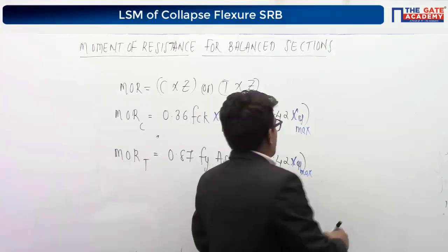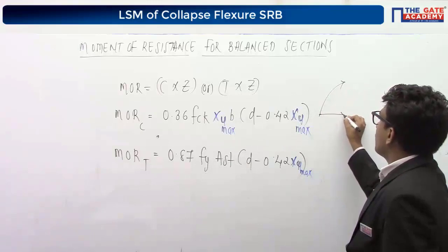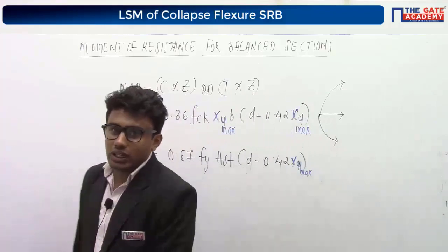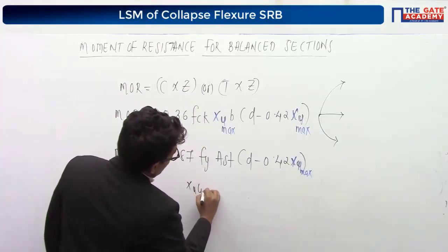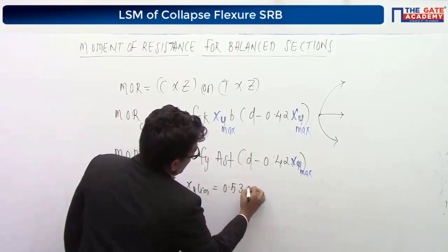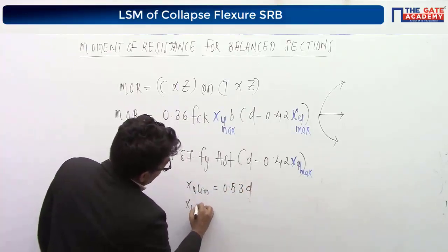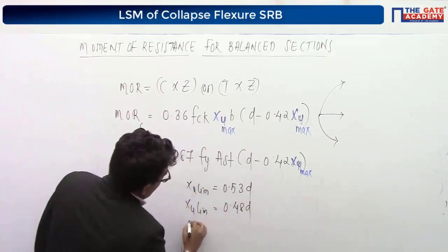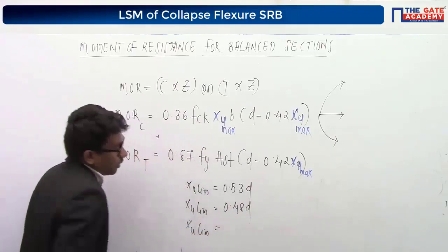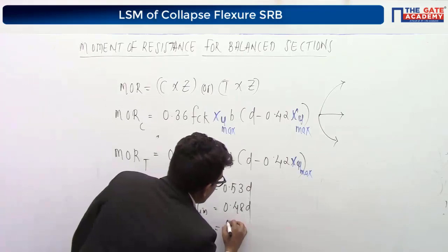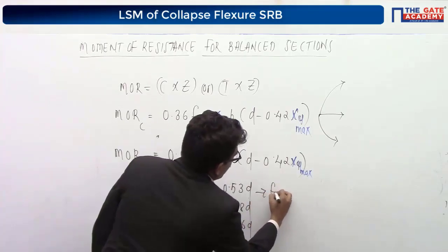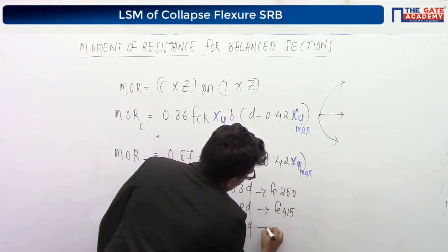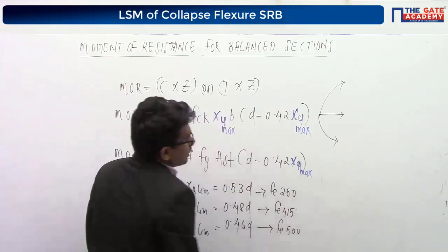If you put the values of XU max here, what is the XU max value? The XU limit for Fe 250 grade steel is 0.53D, the XU limit for Fe 415 grade steel is 0.48D, and the XU limit for Fe 500 grade steel is 0.46D, for different grades of steel.